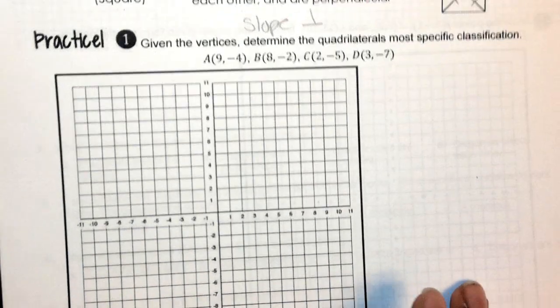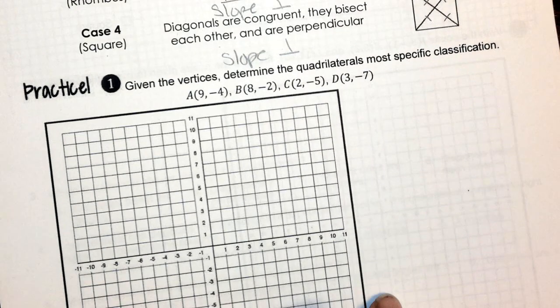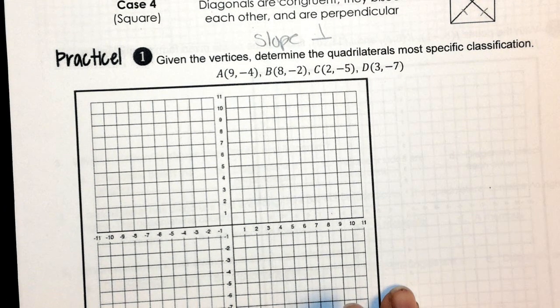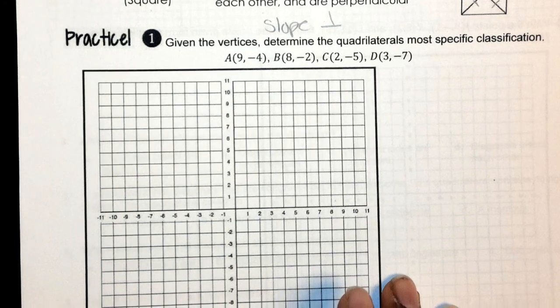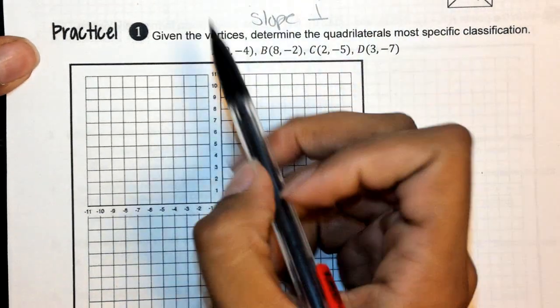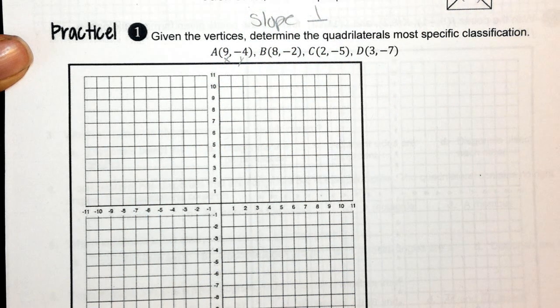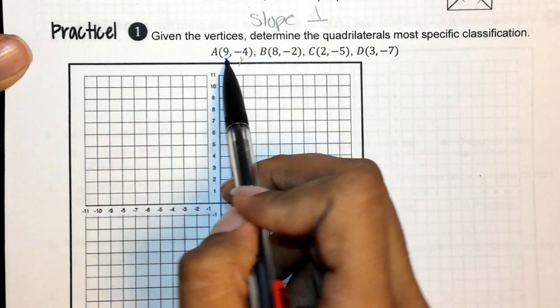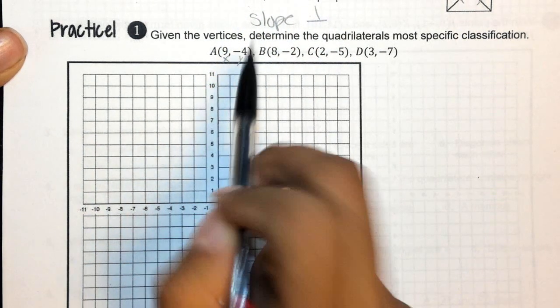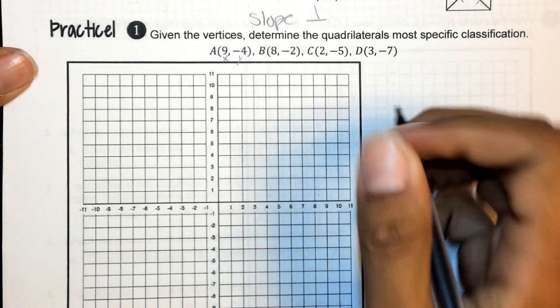So let's go ahead and give it a try. Given the vertices, determine the quadrilateral's most specific classification. So go ahead and plot. Please remember X, Y. Some of you guys are still struggling on plotting, so please be careful. Remember, you have to walk to an elevator before you can go up and down. So we got 9, negative 4.